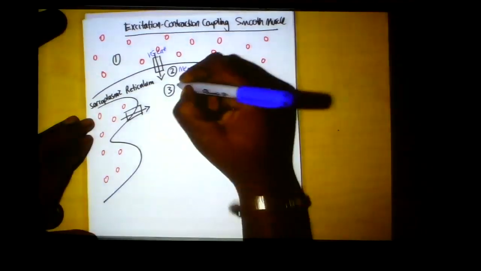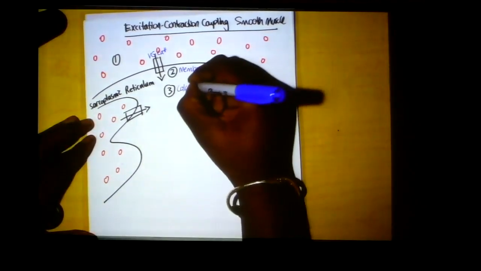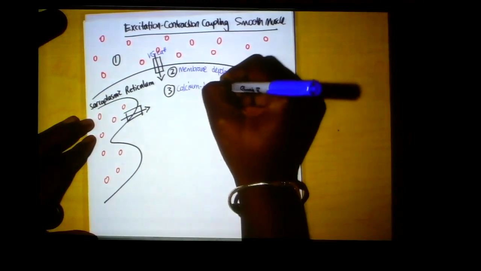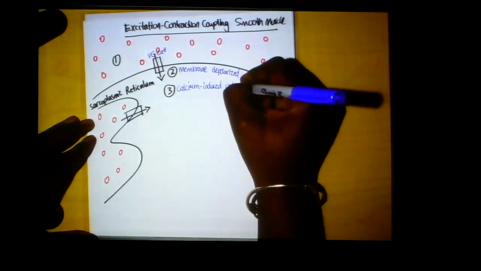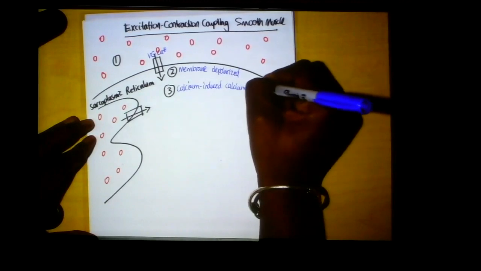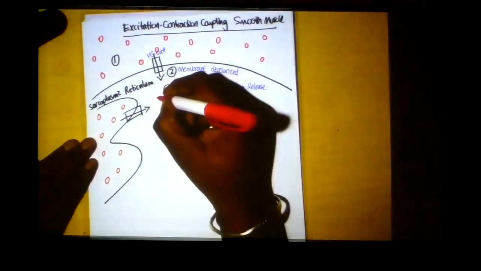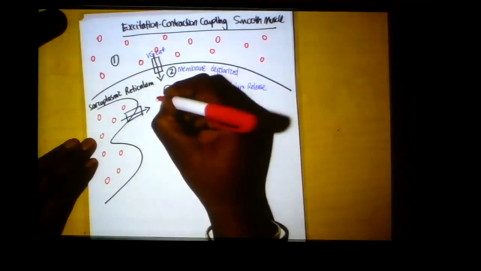So the third step here is calcium-induced calcium release. And that really floods the cytosol with all of this calcium, all right?